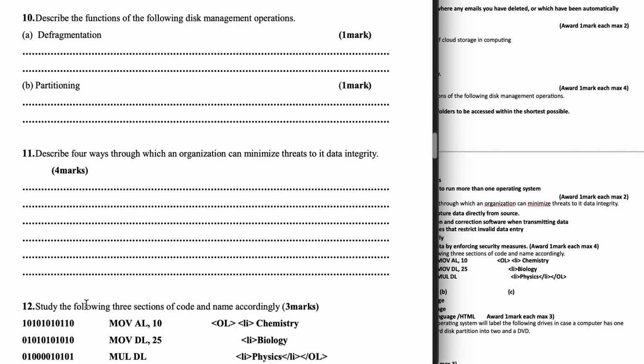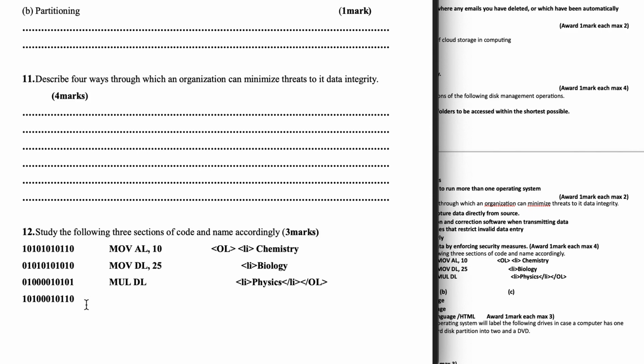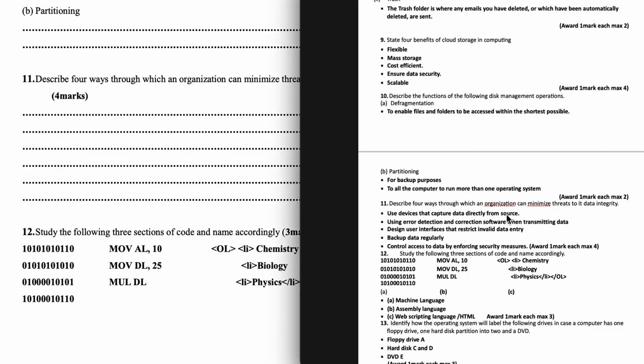Question 11. Describe four ways through which an organization can minimize threats to its data integrity. Use devices that capture data directly from source. Use error detection and correction software when transmitting data. Design user interfaces that restrict invalid data entry. Backup data regularly. Control access to data by enforcing security measures.